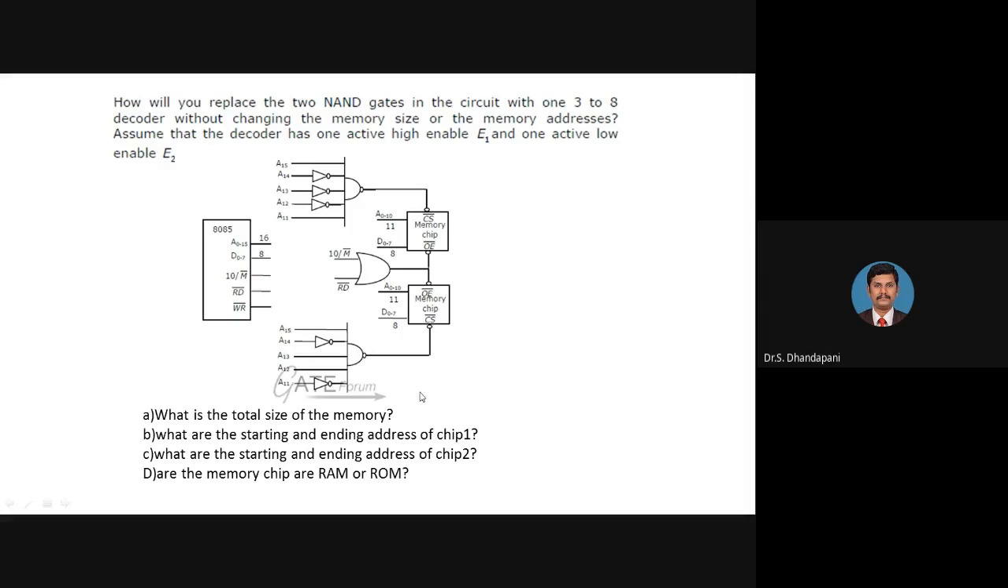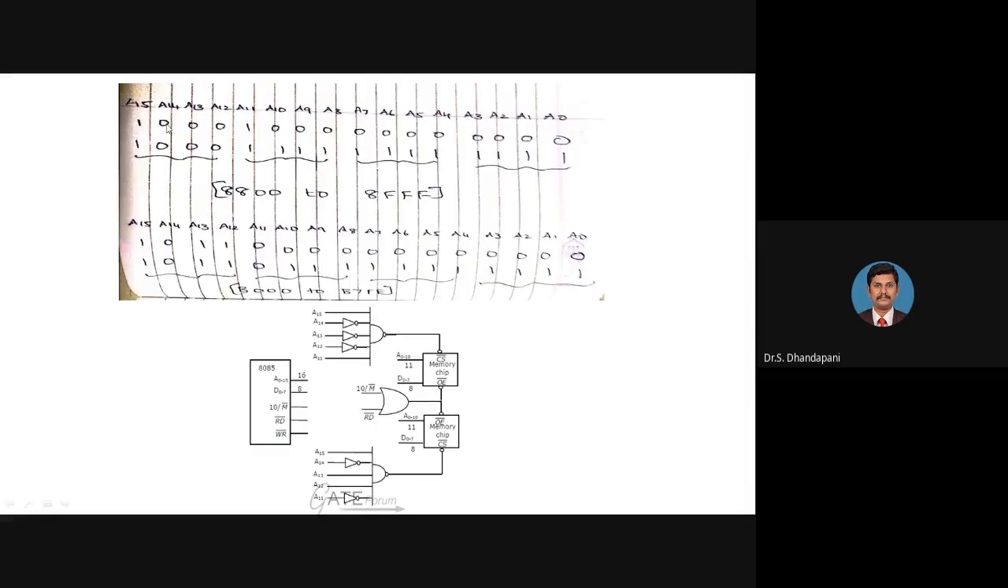So in this question, a circuit is already given. Now, the total size of the memory we have seen. This is 2 KB, this is another 2 KB, 2 KB plus 2 KB, 4 KB. The starting address of the first IC we have also already seen. After writing the binary values of the starting and ending address, we got 8800 and 8FFF as the starting and end address for IC1. Then B000 and B7FF are the starting and end address for IC2.